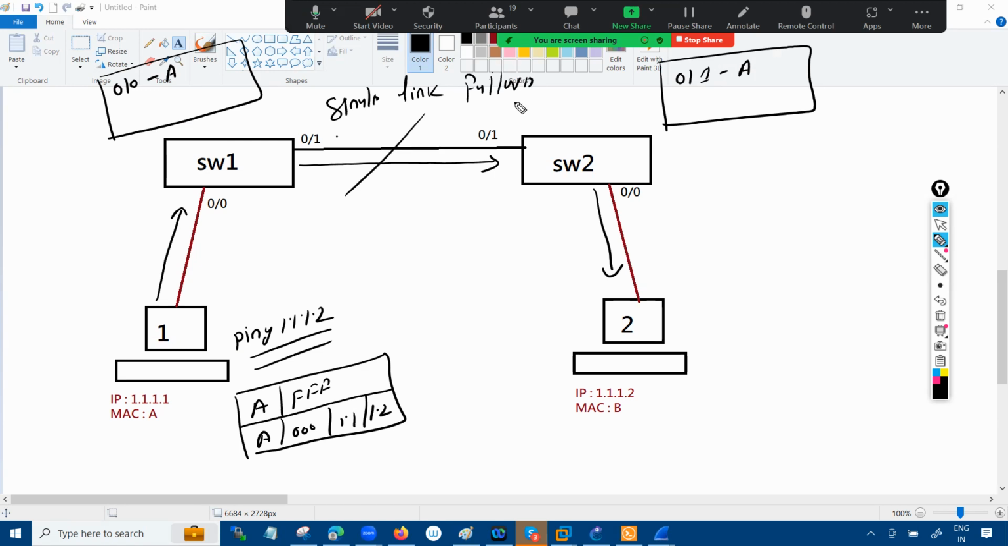Why is it called a single link failure? If your link goes down, there will be no communication between this PC and that PC. If you have a single link, there will be no loop, but the problem with a single link is that you have only one link. If the link goes down, you don't have any communication. So to avoid this problem, to avoid the single link failure, what can I do?